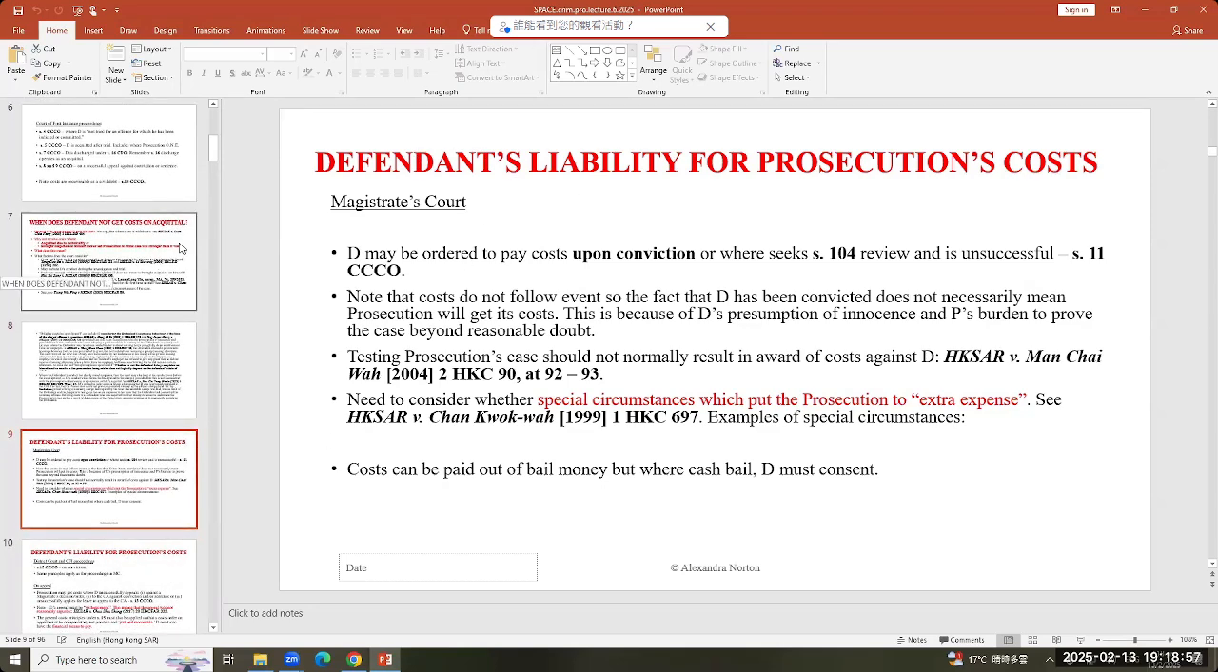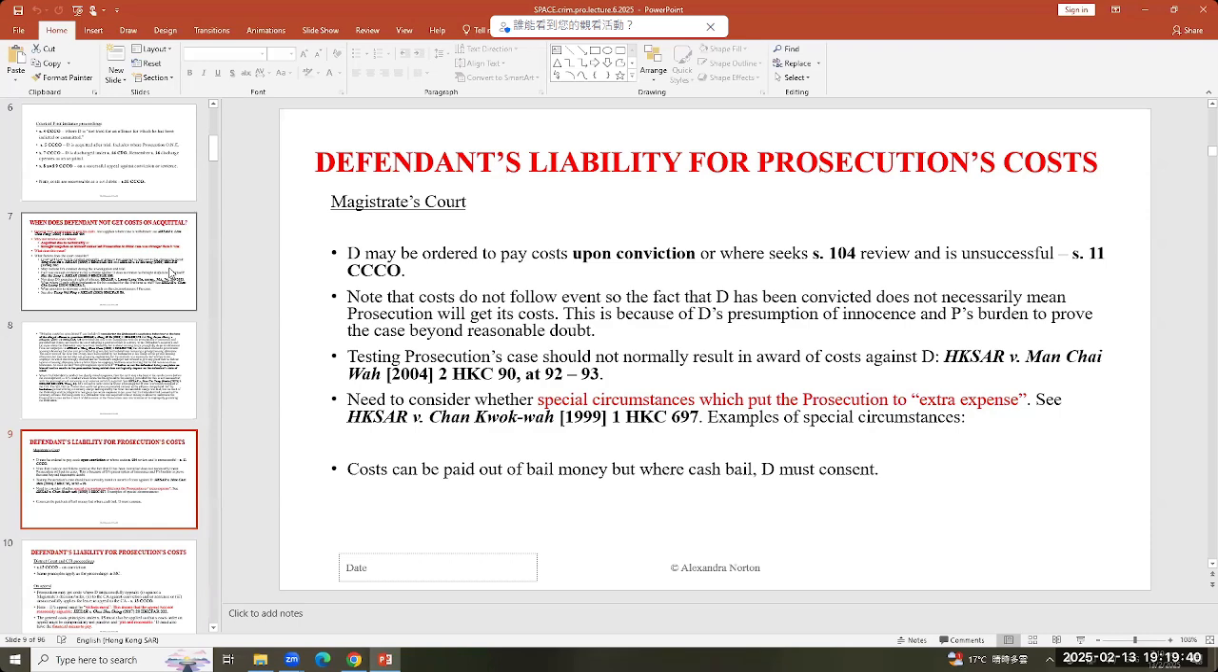Now, in what circumstances? So far we've been talking about when a defendant is acquitted and he doesn't get his costs. But in what situation may a defendant have to pay not only his own costs, but the costs of the prosecution? If he's convicted, he may be ordered to pay costs on conviction. But again, costs don't follow the event because the prosecution have the burden of proof because of the presumption of innocence. So if all that the defense do is put the prosecution to strict proof by testing the prosecution case, then that wouldn't be enough to make a convicted defendant have to pay the prosecution costs.